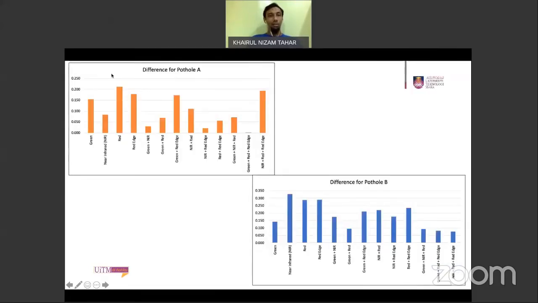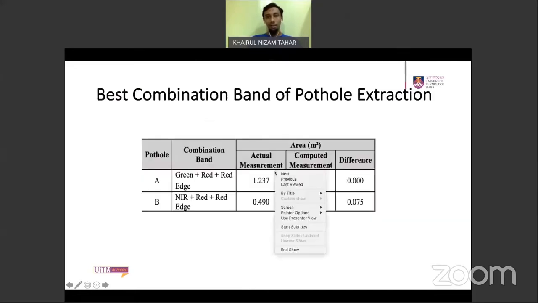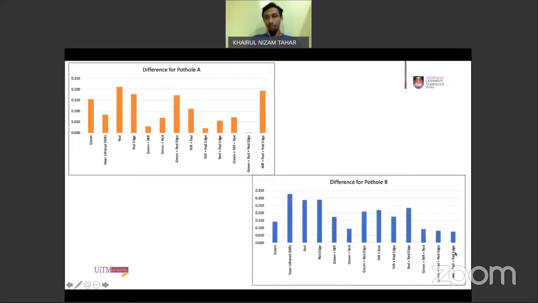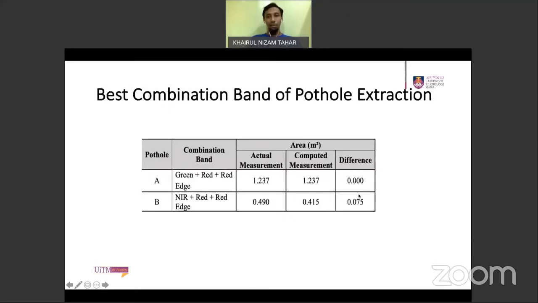As you can see here, the errors for the pothole here. The best combination is green, red, red edge. And for pothole B, you see here, this is the near infrared, red, red edge. The red edge and red play an important role in the pothole extraction. So the best combination for pothole A is green, red, and red edge, and for pothole B it is near infrared, red, and red edge. Pothole A has no difference, and pothole B has a 7.5 centimeter difference.